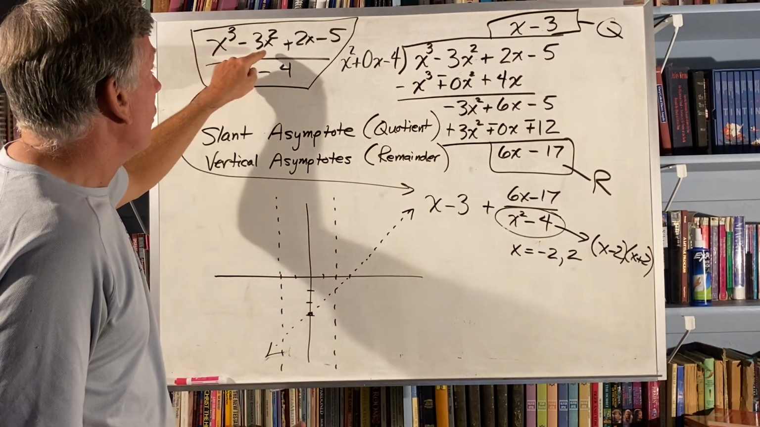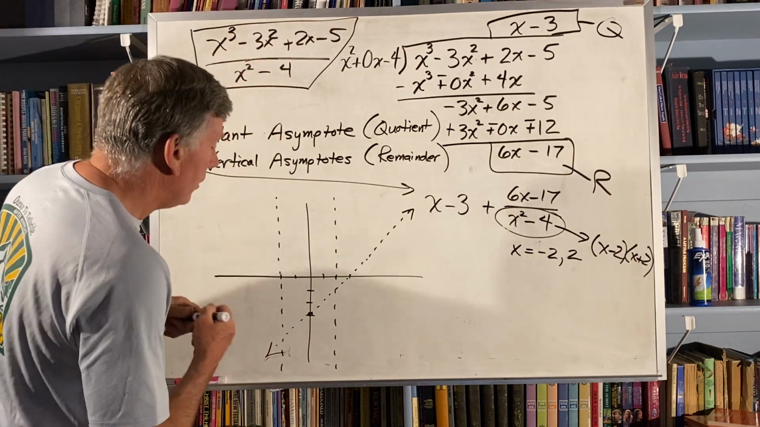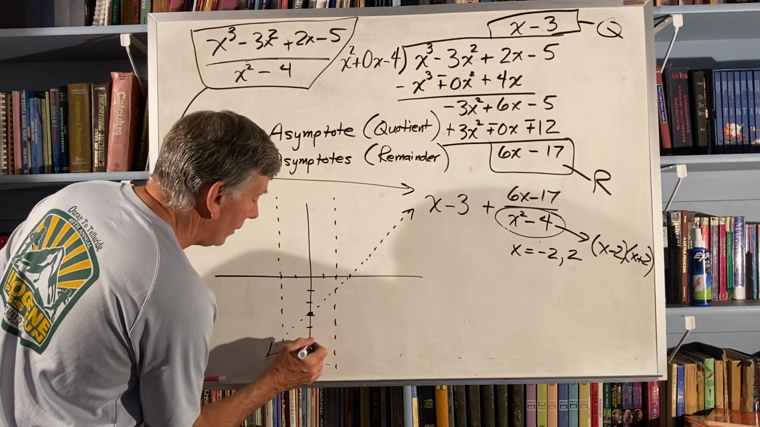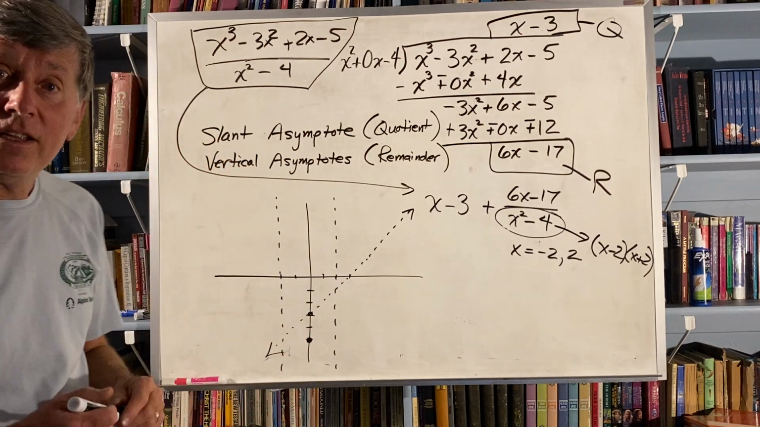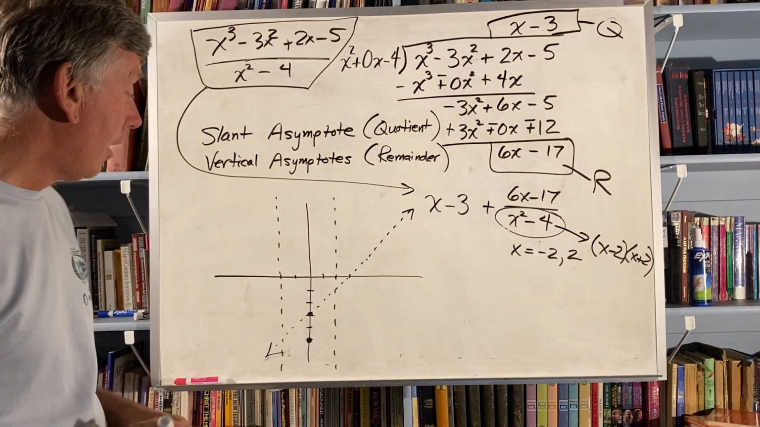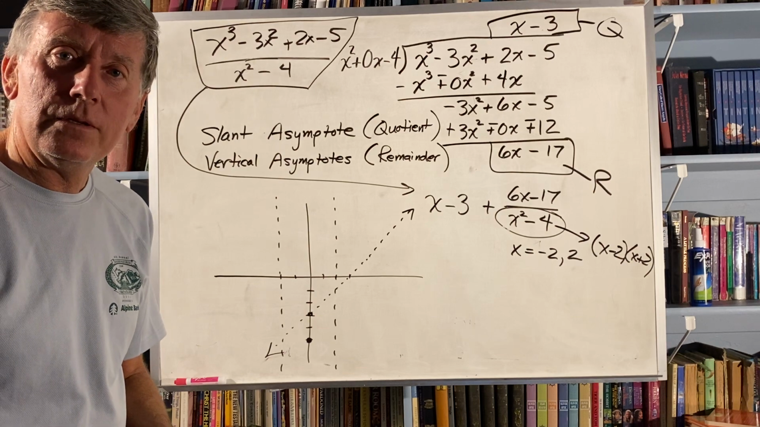But we can also know what happens when x is 0. Well, when x is 0, the graph is minus 5. So that point there is something that we know on the graph. More to come next time.